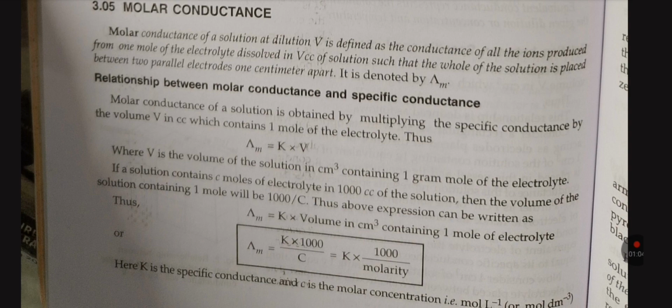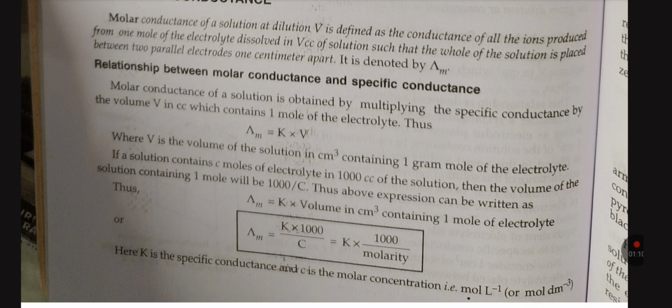If a solution contains C moles of electrolyte in 1000 cc of solution, then the volume of the solution containing 1 mole will be 1000 by C cc. Thus, the above expression can be written as lambda M is equal to K into volume in centimeter cube containing 1 mole of electrolyte. Lambda M is equal to K into 1000 by C, which is equal to K into 1000 by molarity. Here, K is specific conductance and C is molar concentration, that is mole per liter or mole per dm cube.